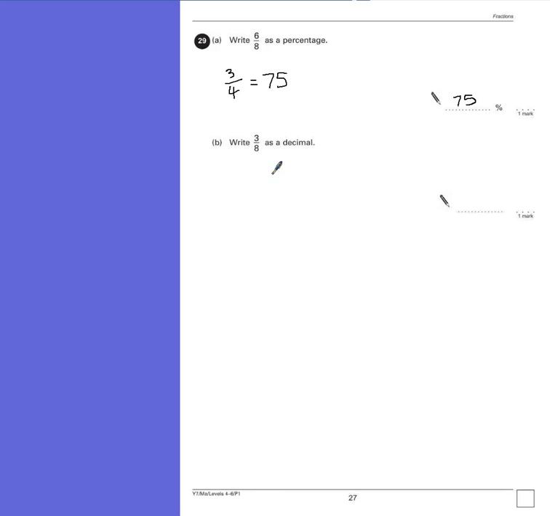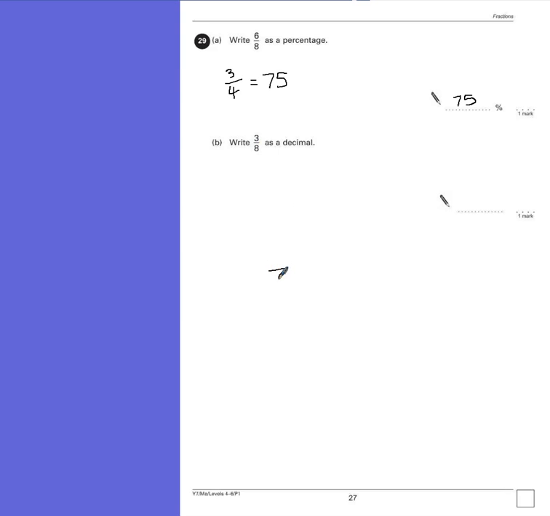Part B asks us to write 3/8 as a decimal. Now it would be very easy to memorize eighths, because this is a very common fraction that you're expected to know. However, if you can't remember it, what you can do is a simple division, 3 divided by 8, knowing that that line can also mean divide as well as out of. So I'm going to use the bus stop method for this. We've got plenty of space to work this out.